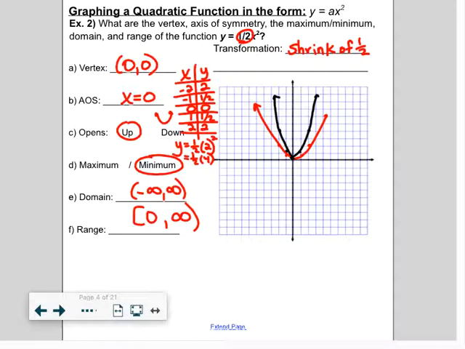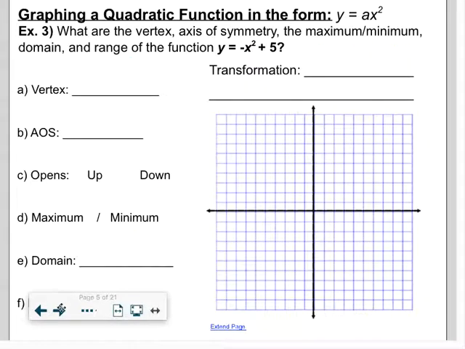Okay, so now let's look at example 3 together. It says, what are the vertex, axis of symmetry, the maximum, minimum, domain, and range of y equals negative x squared plus 5. All right, so just looking at this, I should be able to tell where my vertex is. There's nothing with the x, so that's a 0, and the number outside is the up, down. So who wants to tell me? Yeah, Jesse? Is it 0, 5? You got it. It's 0, 5.